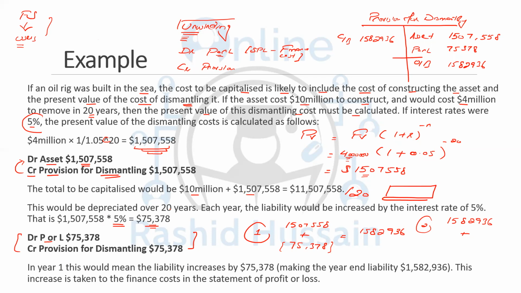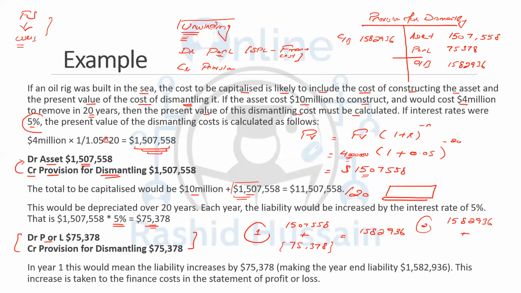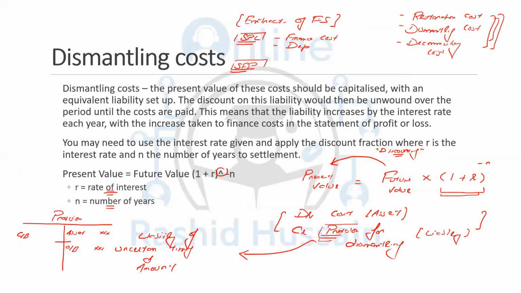So for example, if in the exam only this cost of dismantling is given, then you can depreciate only the cost of dismantling. If you have the cost of other construction as well, then you're going to club it and then depreciate it. So in the statement of profit or loss, there will be two things. The first thing is the finance cost, which is on the unwinding. And the second thing is going to be the depreciation. So you need to remember these two things.